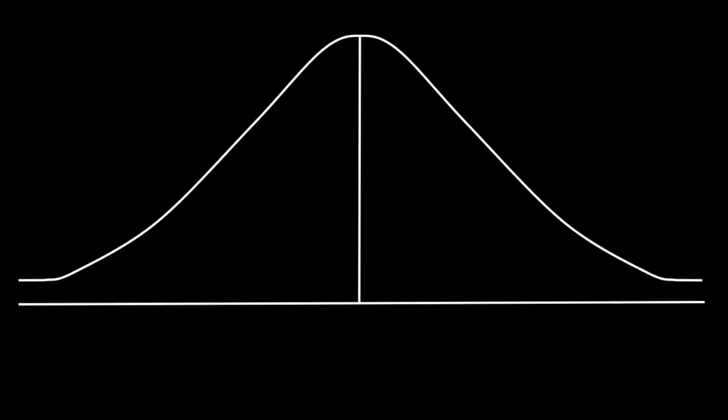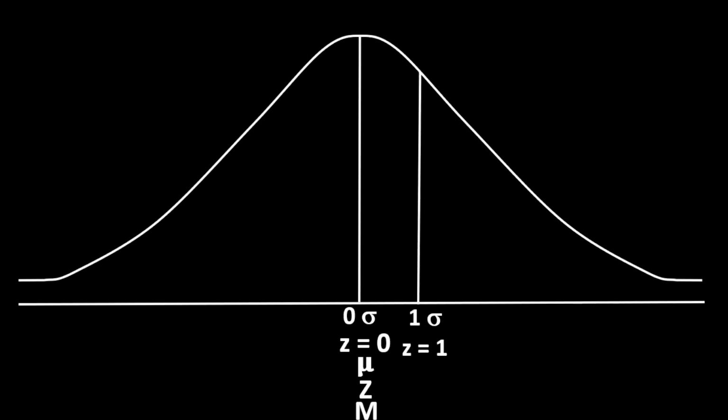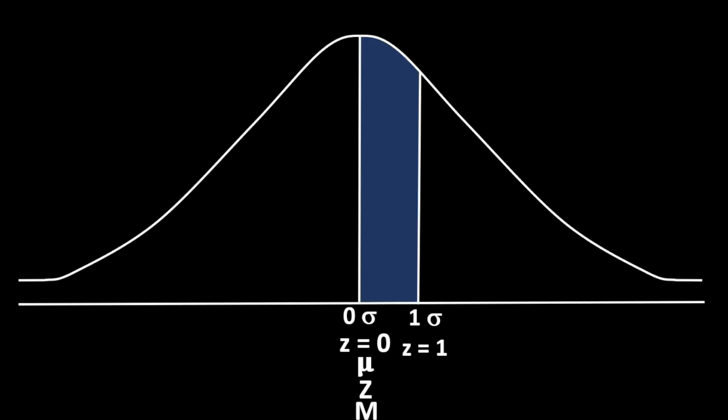Now we will see a typical area between two points on the x-axis in the normal probability curve. We know that 0 sigma is there at the center of the x-axis, that is also called z equals 0, where we will find mu, z and m. 1 sigma is found after 0 sigma, and the area between these two is 0.3413 according to the table. Area is 0.3413.